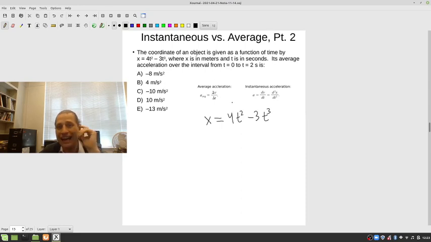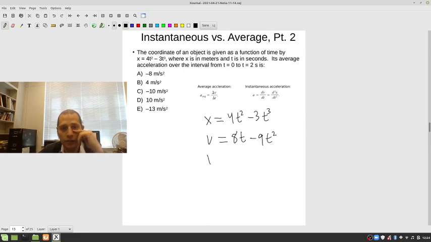Well, if I want to find the average acceleration, then I'm not looking at the acceleration at any point in the interval. I'm just looking at what is my velocity at the end of the interval? What is my velocity at the beginning? How much did that change? How much time did it take? So my v, my instantaneous velocity, can still be found by taking the derivative with respect to time of x. So this is going to be 8t minus 9t squared.